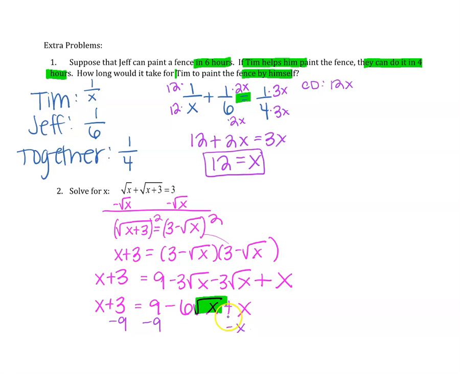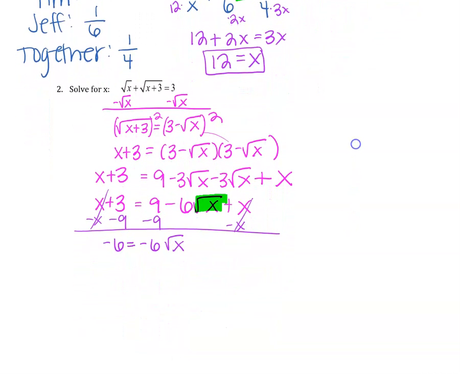and subtract the x. So you'll notice here that my x's drop out. That's kind of nice. And I'm left with negative 6 equals negative 6 radical x. I can then divide by negative 6 and get a positive 1. And then if you square both sides, we get x equals 1.